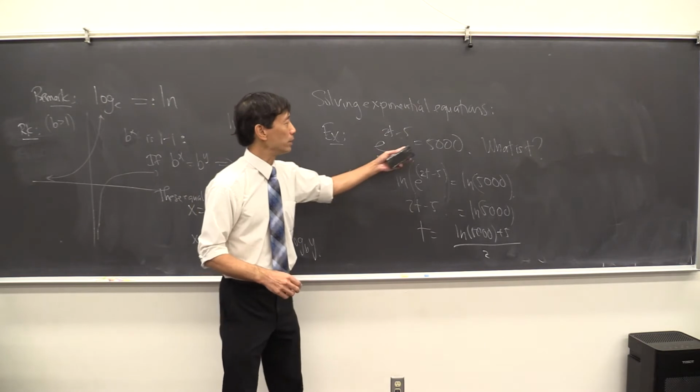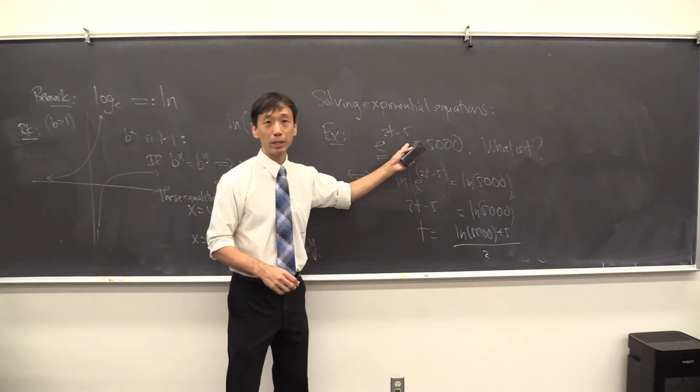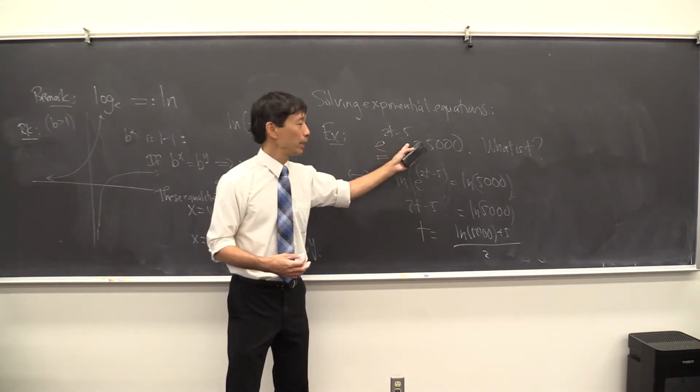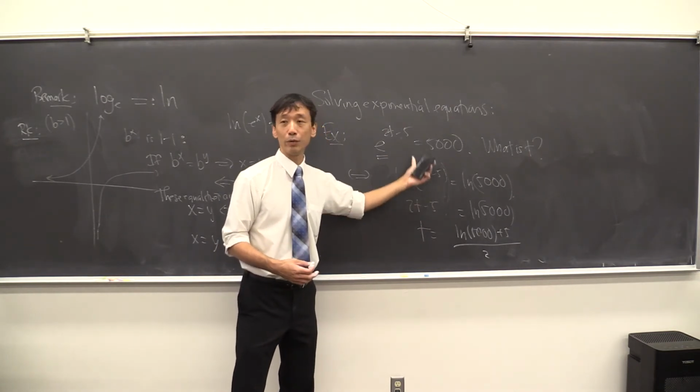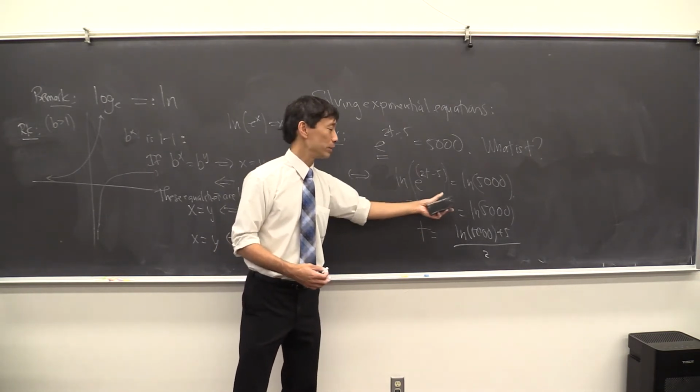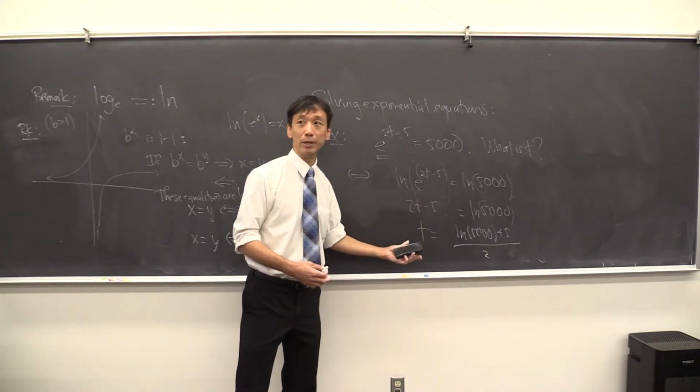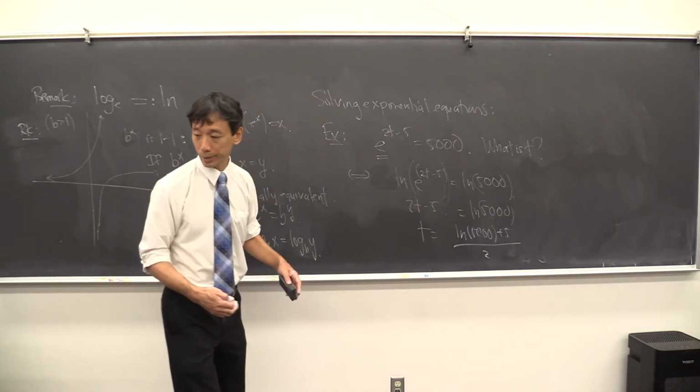Okay. So you've taken this equality, which seemed kind of confusing maybe, and just changed it to its logarithmic equivalent statement. It says log of 5,000 equals 2t minus 5, and then you just solve.